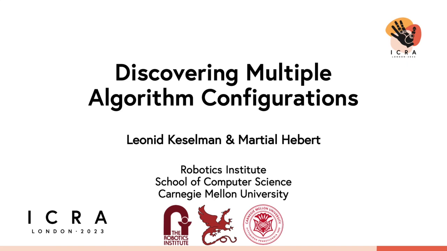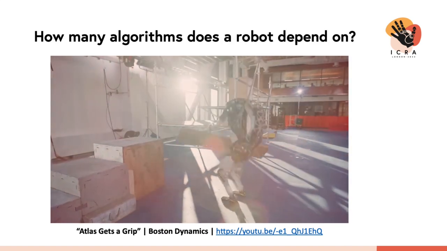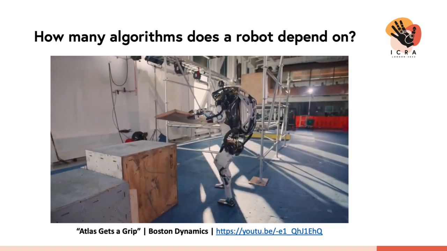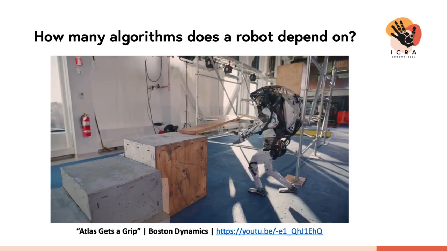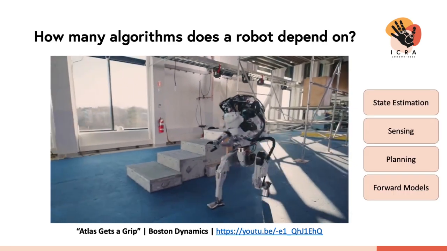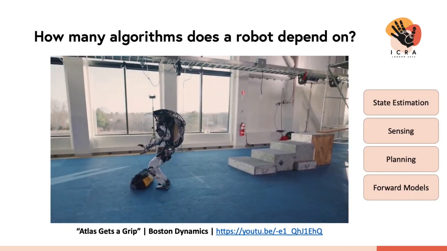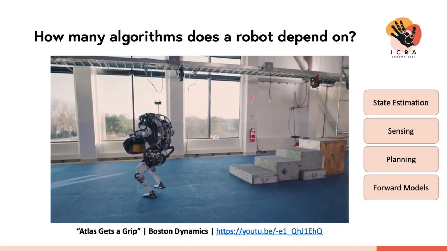Hello, I'd like to tell you about our work in discovering multiple algorithm configurations. Consider this video of Atlas from Boston Dynamics performing a series of actions. How many algorithms does a robot like this have? It may have methods for controls, state estimation, sensing, grasp planning, collision avoidance, footstep planning, and many others.